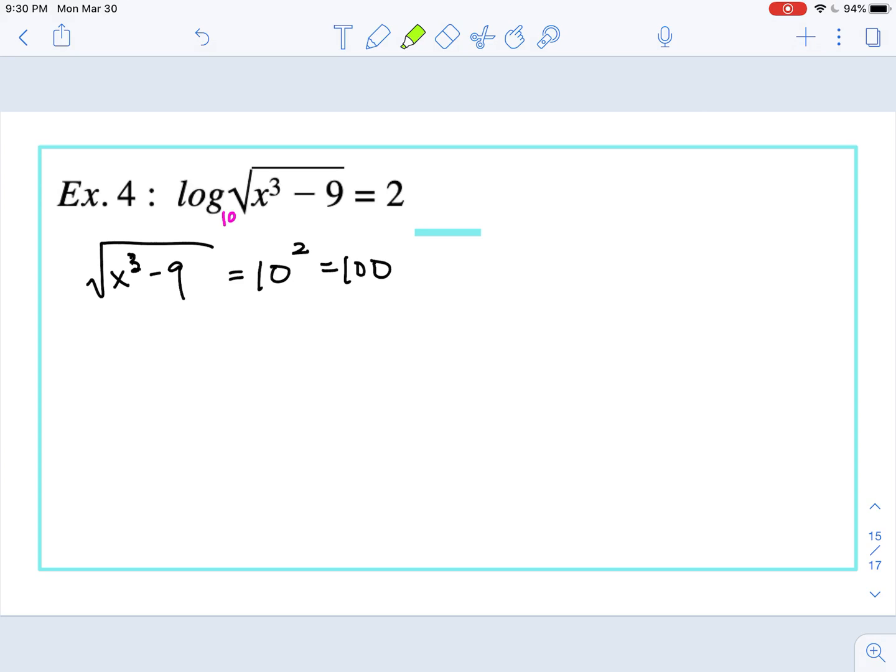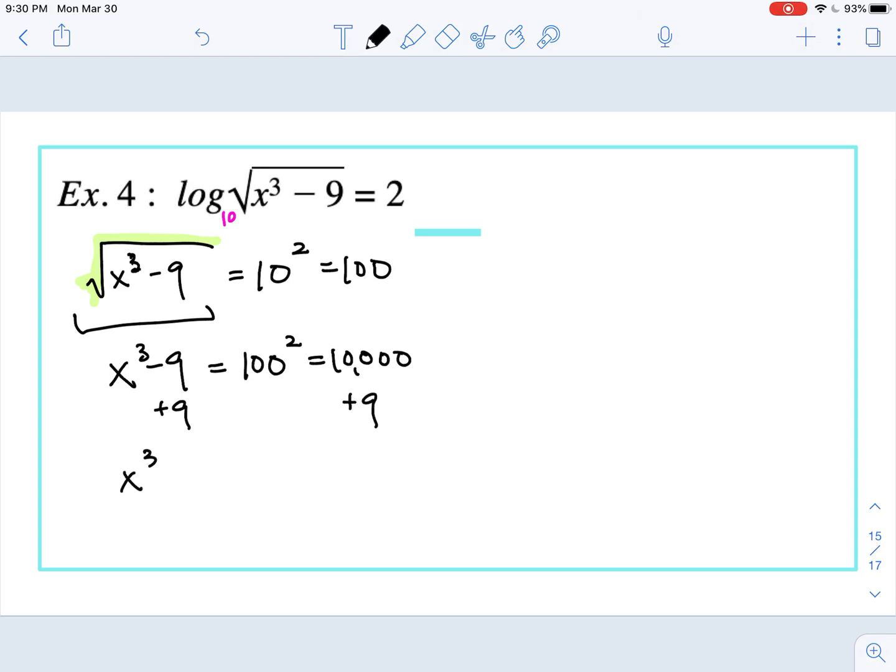And one strategy we can steal from the previous problem is how to get rid of that square root, and we're going to square both sides. So this side becomes x cubed minus 9, and this side becomes 100 squared, or 10,000. We're going to add the 9. So we'll get x cubed equals 10,009. And then I'm going to take the cube root of that.